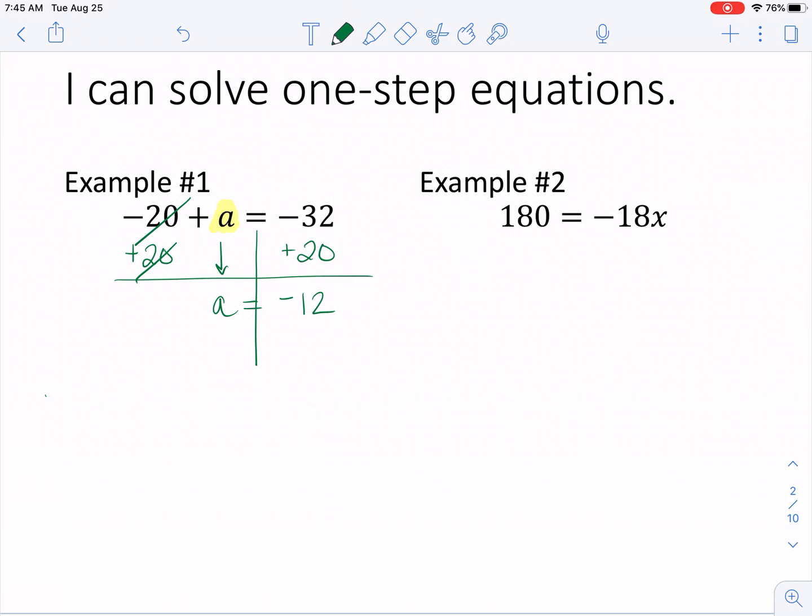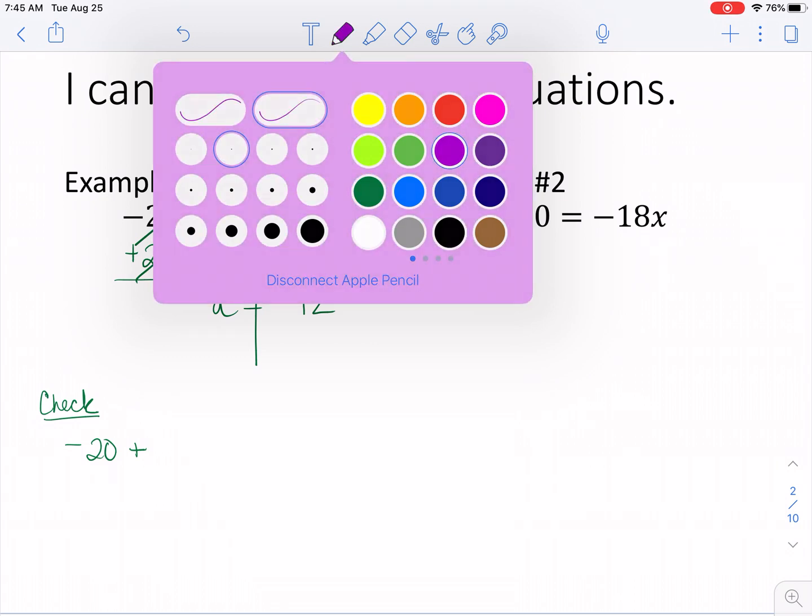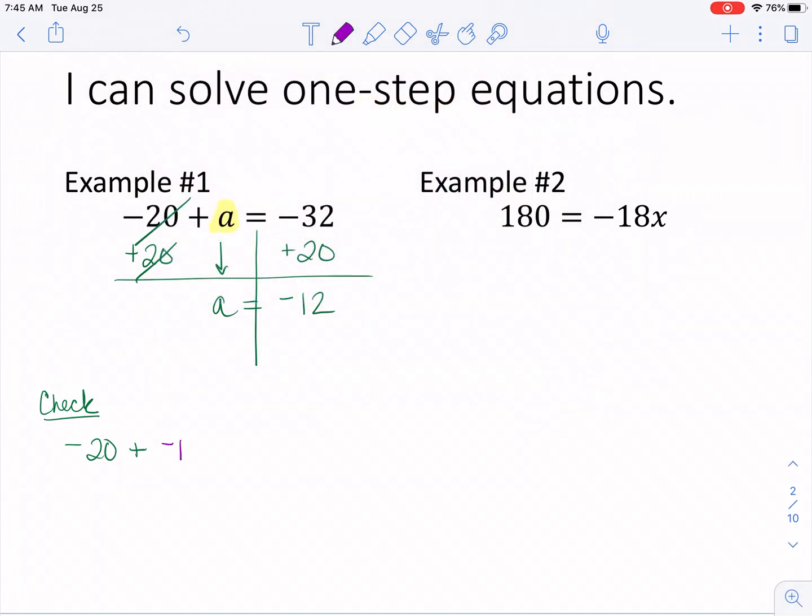Now, how can I verify my answer? I can check it. I can do negative 20, which is my original problem, plus a being negative 12. And I'm going to do that math. Negative 20 and negative 12 is negative 32. And negative 32 does equal negative 32. So it checks out okay.